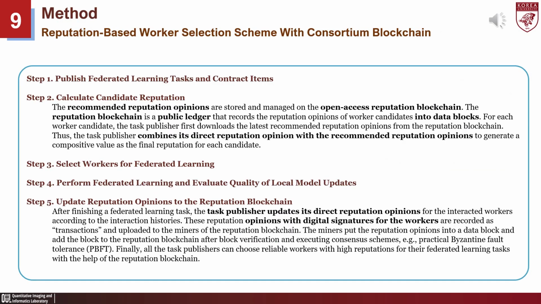The reputation-based worker selection scheme with consortium blockchain includes five steps. Step 1, the task publisher publishes the federated learning task and contract item. Step 2, calculate the candidate reputation. Step 3, select workers for federated learning. Step 4, perform federated learning and evaluate the quality of the local model updates. Step 5, update the reputation opinions to the reputation blockchain.